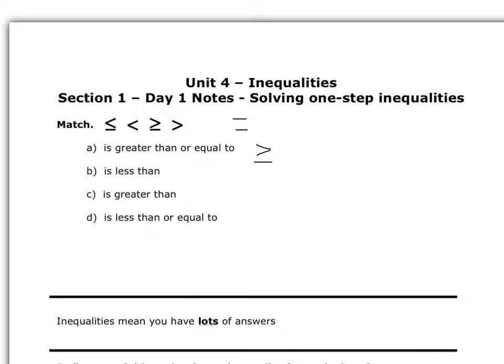Is less than just means that you have an inequality sign without a line underneath it, and the mouth is going to be facing to the right. Is greater than is going to be similar, except it's facing the other direction. Once again, it does not have a line underneath it, and it has its mouth open to the left. Is less than or equal to is just like is greater than or equal to, except it's facing the opposite direction. You need to be comfortable with all those different inequalities and have them memorized for different situations in this unit.